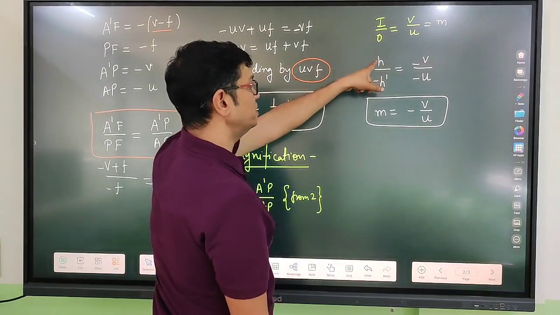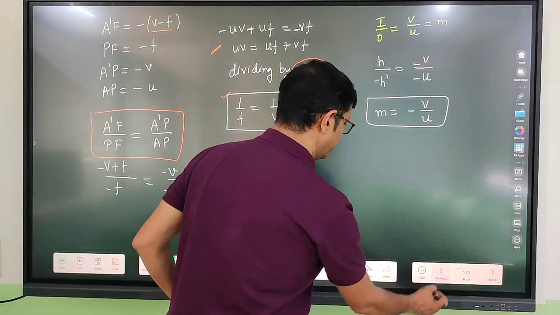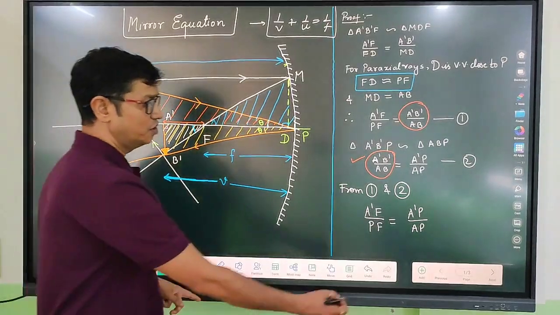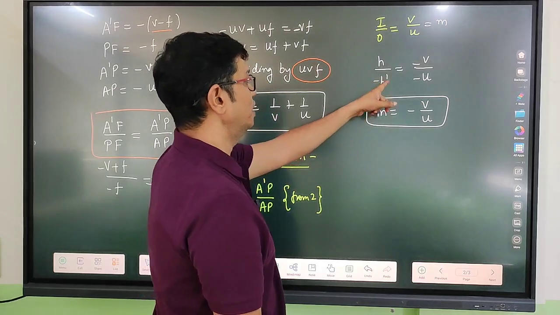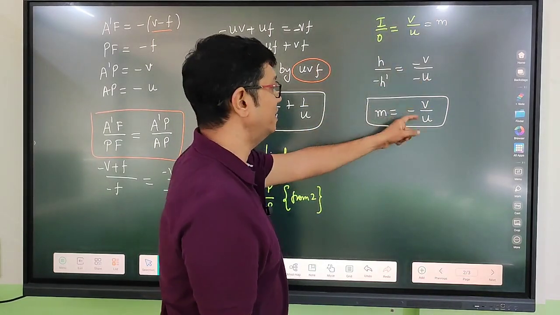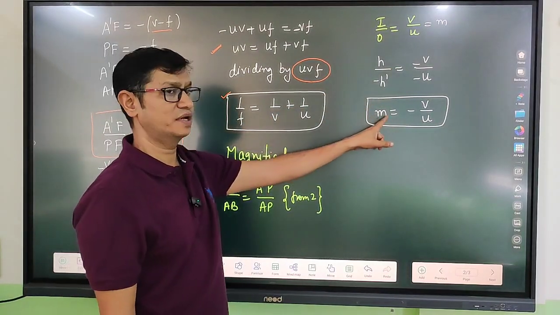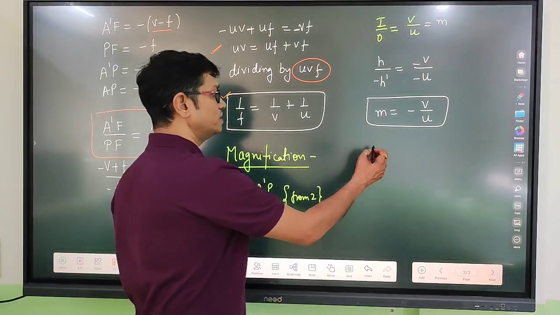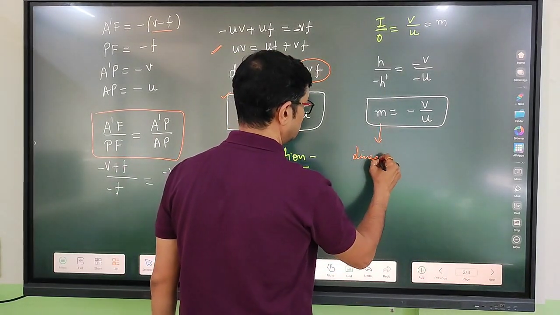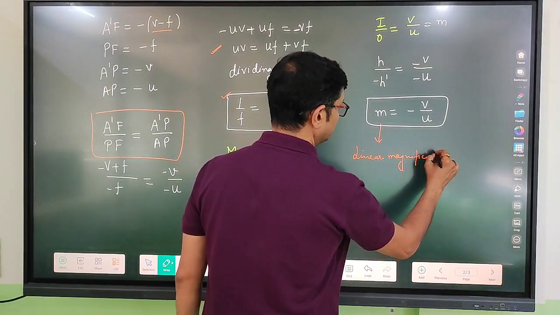If the height of the image is H dash, we are taking it as minus H dash because, very simple, this is below the y-axis, so it will be measured negative. V is minus V with the sign, and U is minus U with the sign. Minus minus gets cancelled, this minus comes here, so M equals minus V by U. What is M? This is the linear magnification.